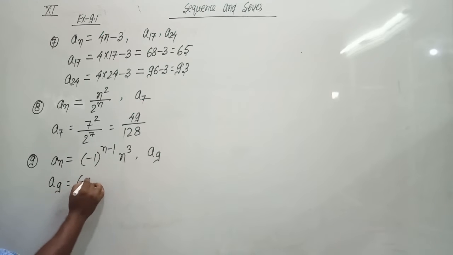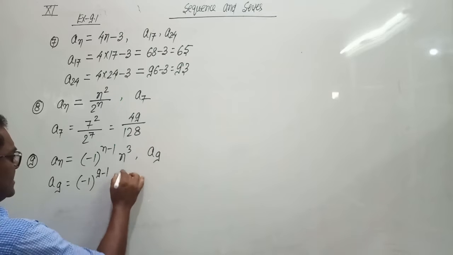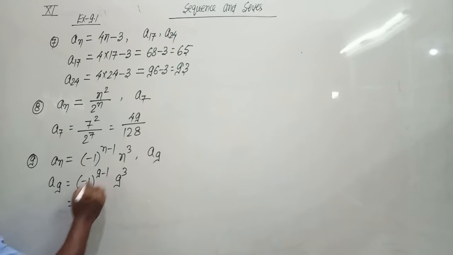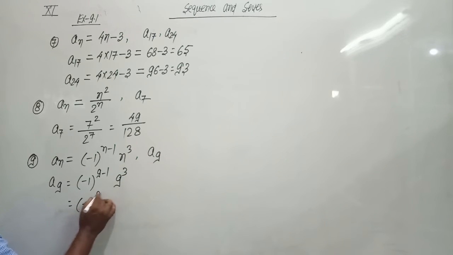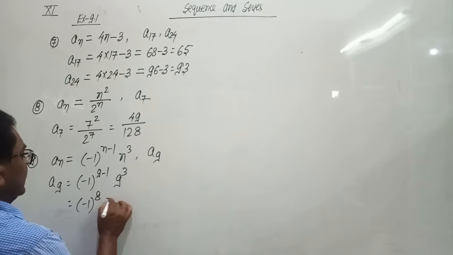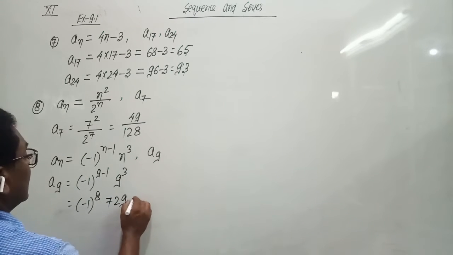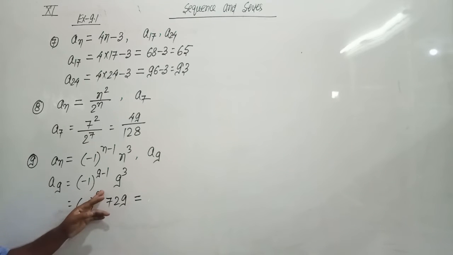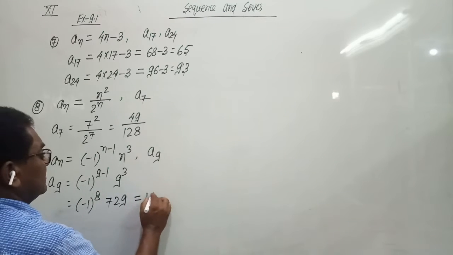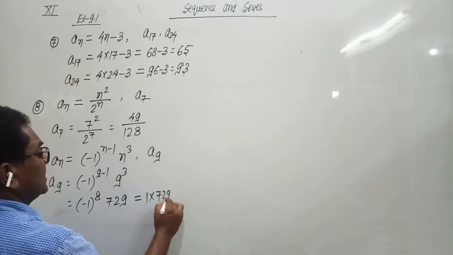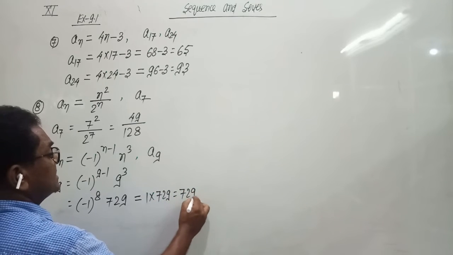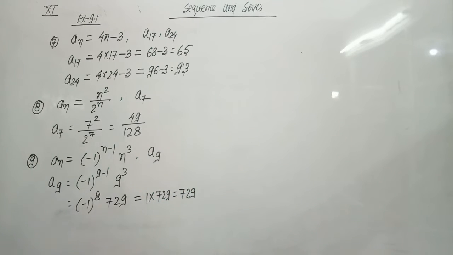a9 equals to minus 1 raised to the power 9 minus 1 into 9 raised to the power 3. So minus 1 raised to the power 8 and 9 raised to the power 3. 9 into 9, 81, 81 into 9, 729, and minus 1 to the power even gives plus 1. Plus 1 into 729. The result is 729.